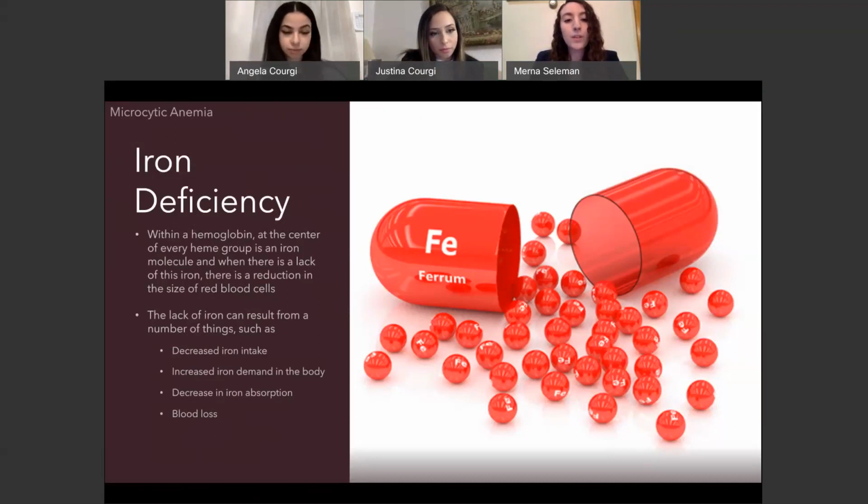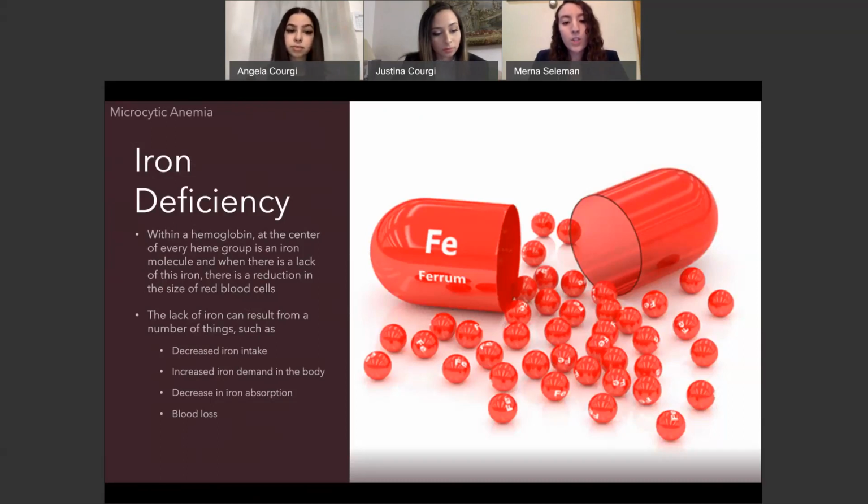Reduced absorption occurs from gastrectomy and/or diseases of the small intestine, which will lead to this iron deficiency. Lastly, blood loss is a leading cause of iron deficiency. For those with female genitalia, heavy menstruation causes this blood loss.